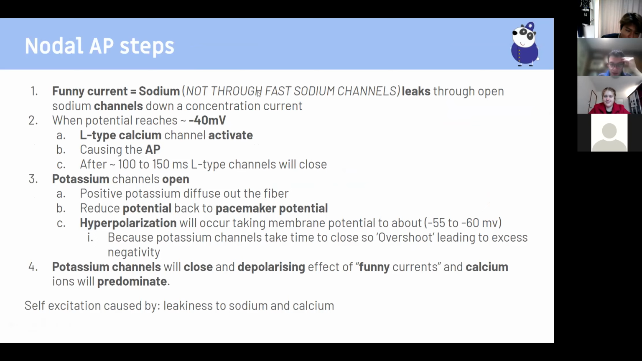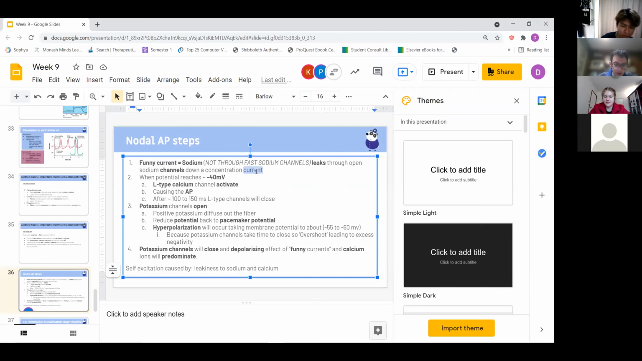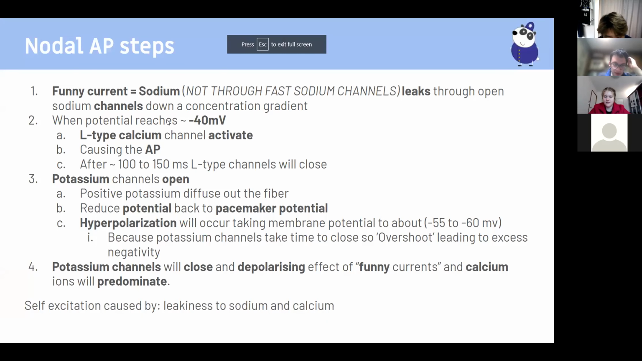Funny current is sodium that leaks through open sodium channels down a concentration gradient. It's a more slow process. The fast sodium channels are unavailable. Remember that? And that's going to go from about negative 55. When the potential reaches about negative 40 millivolts, L-type calcium channels are going to activate. This is going to lead to that action potential. And after a certain amount of time, those will eventually close. While those are closed, the potassium channels are opening and positive potassium will diffuse out of the fiber. This is reducing the potential back to pacemaker potential. So the cell is becoming more negative.